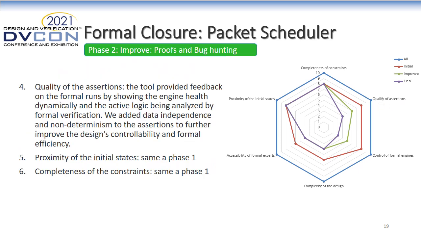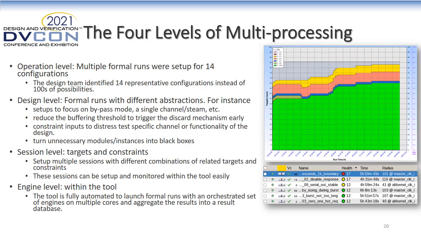Now for assertions, we want to improve the assertions based on the feedback from the tool. When the formal is running, it shows the engine health dynamically and also the active logic being analyzed by the formal engines. So we monitor this data, and based on this information, we fine-tune the assertions, and in some cases, we add additional assertions. We also add data independence and non-determinism into the assertions so that formal can have better control of the design. Now for initial state and constraints, as we mentioned before, we're keeping them constant.